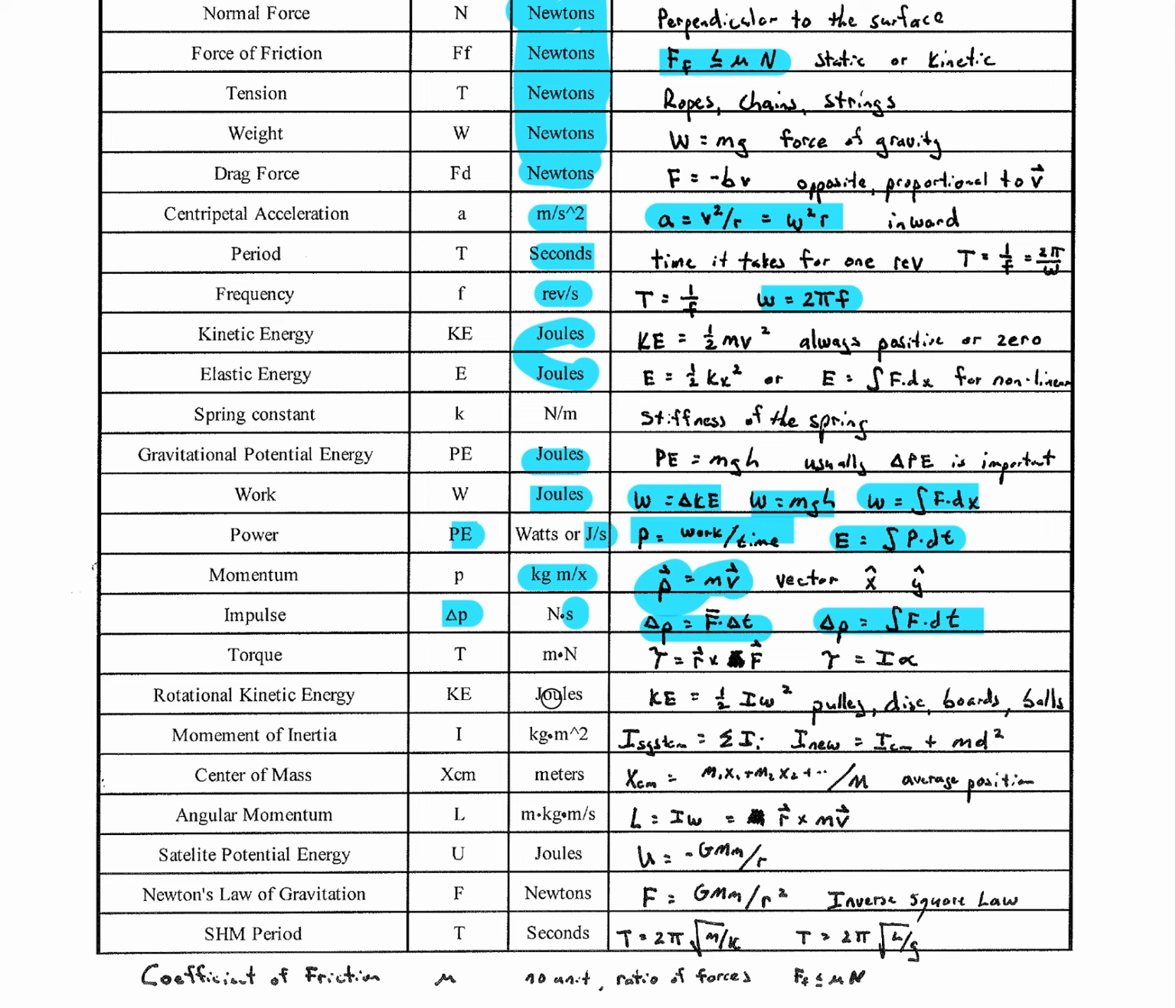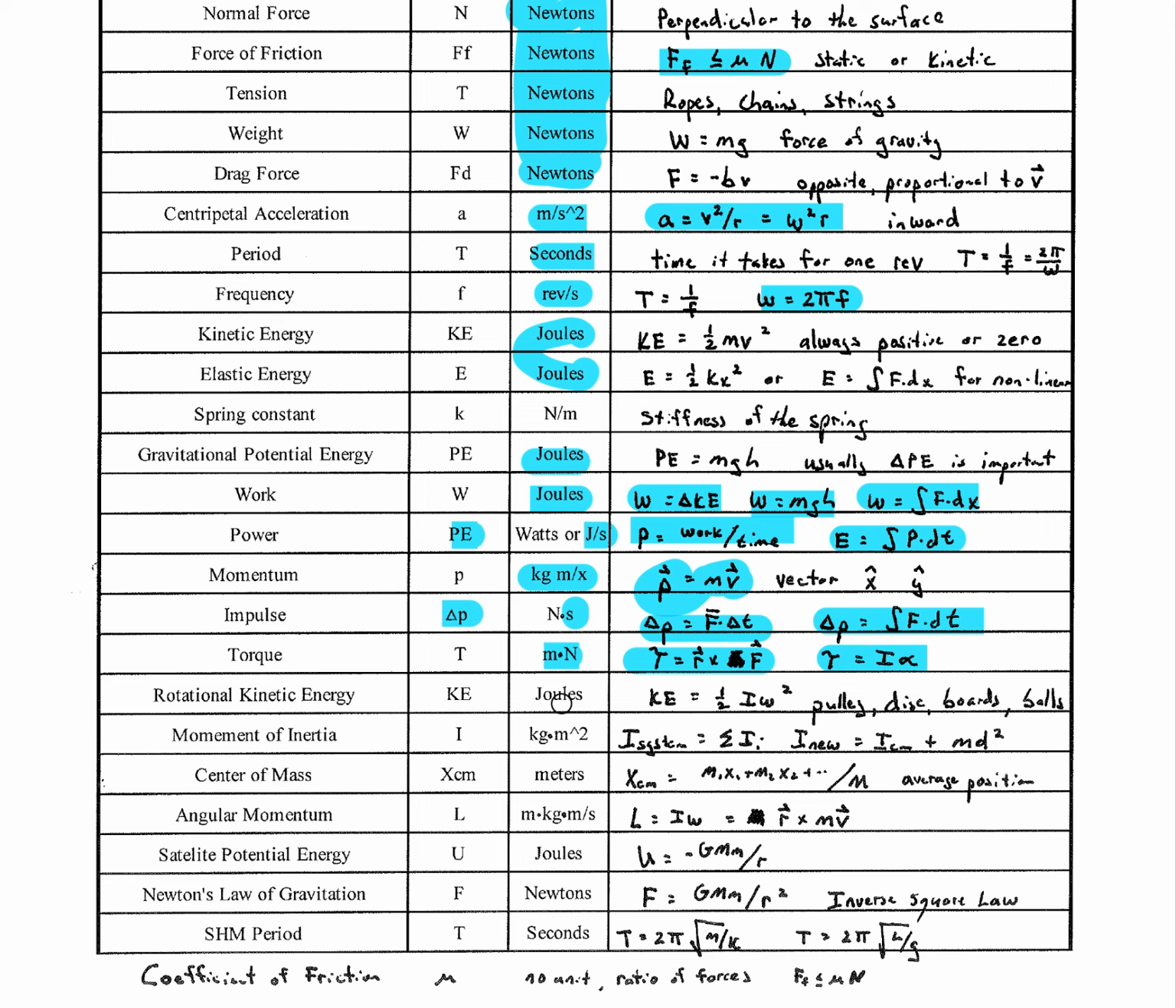Torque is in meter newtons, which is also really weird because remember it's a distance times a force. Torque equals r cross F, and we just gotta make sure they're perpendicular. Now torques cause I alpha, but what actually causes the torque itself is a perpendicular force with a lever arm.